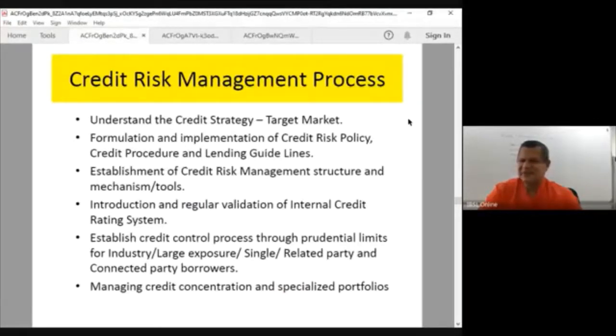Formulation and implementation of credit policy, procedure, and lending guidelines. Now, risk department has a huge responsibility, along with the business unit. Any management needs to have a framework to run. When I say framework, if you need to run your credit department, you need to have a policy. Policy is a document where you list out the terms and conditions: how do you grant credit to different products, different regions? Then you also explain the procedure.